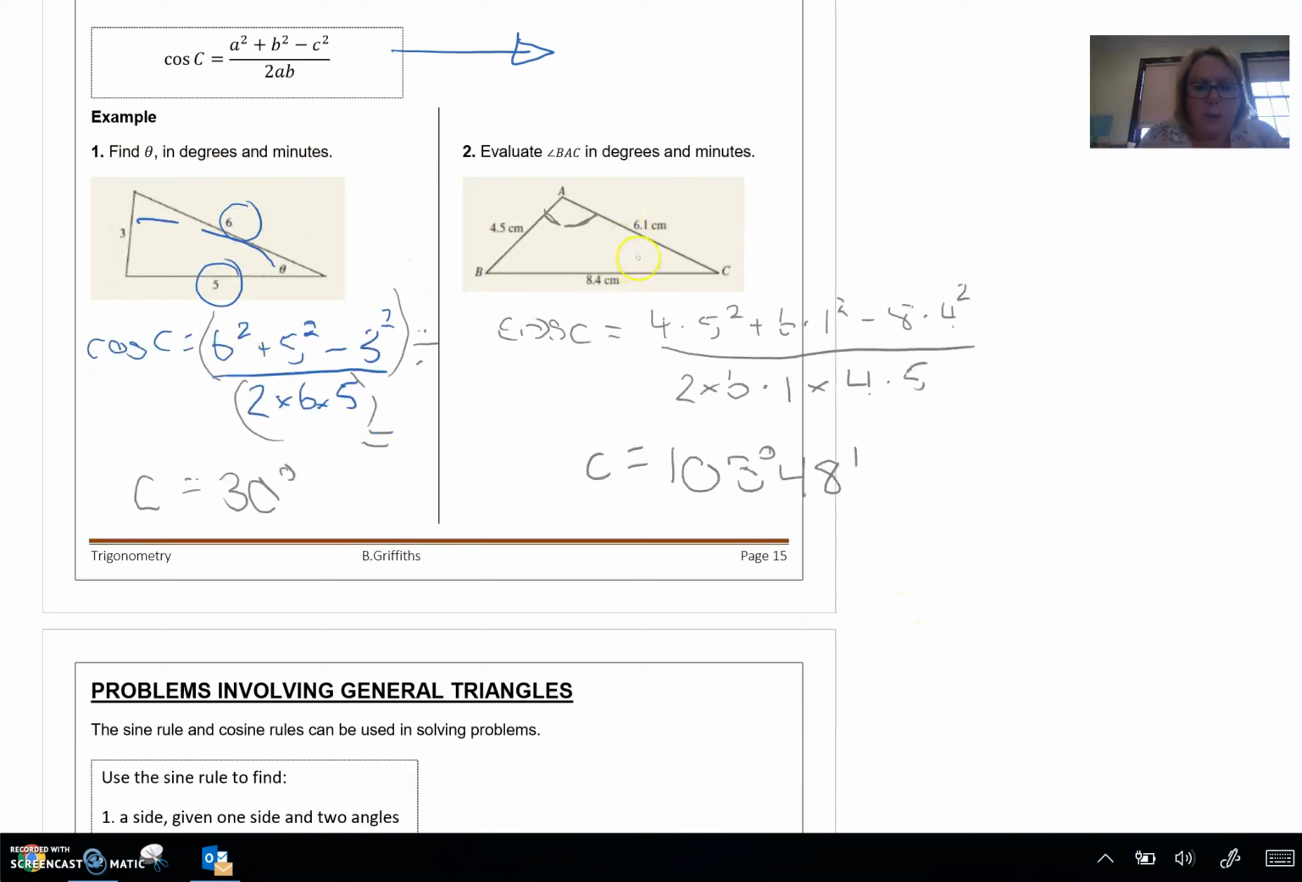It's important to note that this is C. Because it's the biggest side, it's going to be opposite the biggest angle, so I'm not surprised when I get an angle of 103 degrees. Just put it into the formula, put it into the calculator, and that's the value I got.